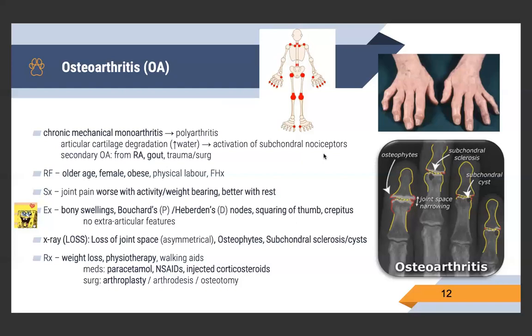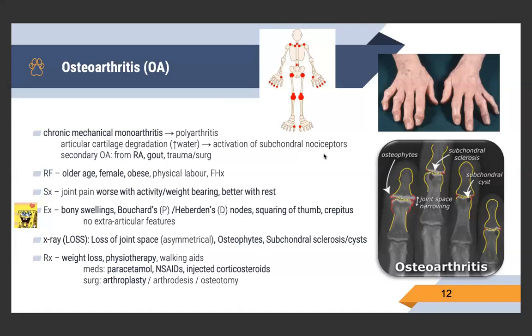Examination findings, this is where I think the real money's at, you've got to know this, you've got to be able to reel this off the top of your head. So we're looking for bony swellings, for Bouchard's and Heberden's nodes at the proximal and distal interphalangeal joints respectively. We're looking for squaring of the thumb, so we can see some of these things in this picture up here. And then you also look for crepitus, see if you can feel that, slash in rare cases hear that. But because it's not a systemic thing, obviously we don't have rashes and other systemic features in osteoarthritis.